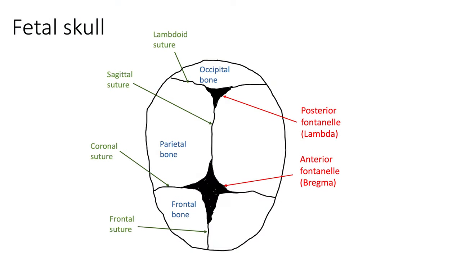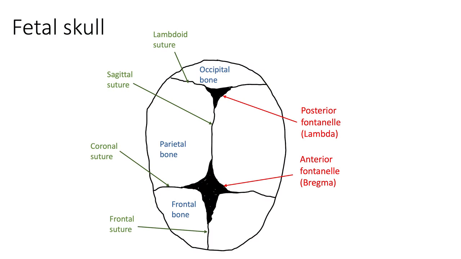Question two, what are the four sutures of the fetal cranium? The first is the frontal suture found between, you guessed it, the two frontal bones. The second is the sagittal suture found between the two parietal bones. The third is the coronal suture found between the frontal and the parietal bones. And finally, the lambdoid suture found between the parietal bones and the occipital bone.